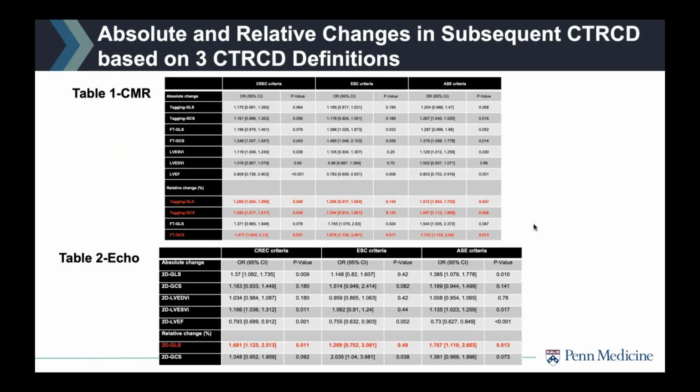The authors also performed analysis on three different CTR-CD definitions: the definition from the paper, the ESC definition, which is a decrease in your EF of more than 10% to a value of LVEF of less than 50%, and the definition by the ASE, which is a decrease in your LVEF of more than 10% to a value of less than 53%. Basically, the three definitions show the same results.